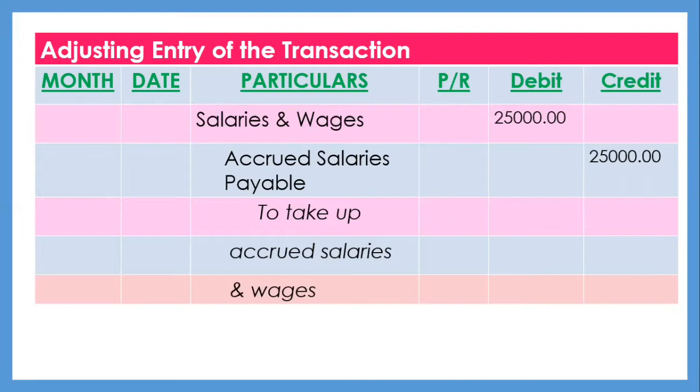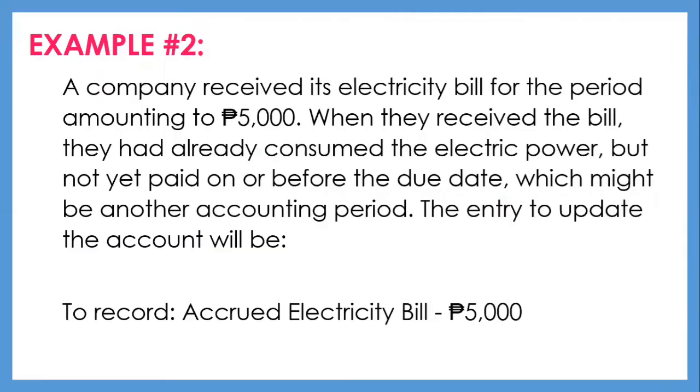So let's have another example first. A company received its electricity bill for the period amounting to 5,000 pesos. When they received the bill, they had already consumed the electric power, but not yet paid on or before the due date, which might be in another accounting period. The entry to update the account will be to record the accrued electricity bill of 5,000 pesos.